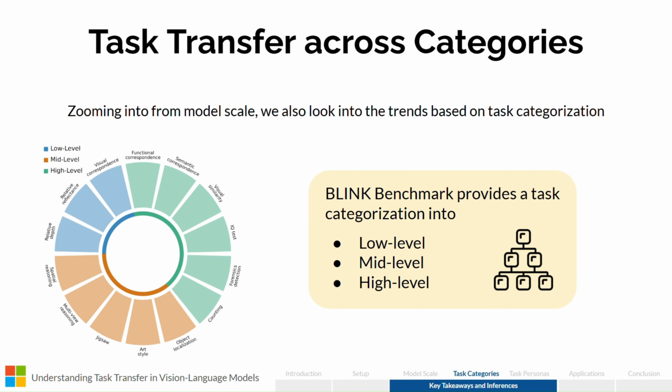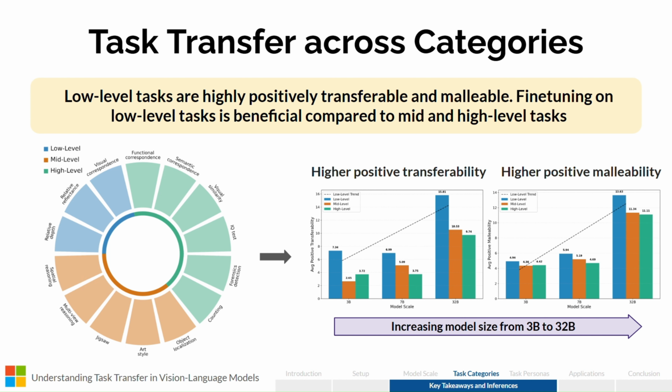We look into trends based on task categorization as well. So the benchmark provides task categorization into low, mid, and high level tasks. We find that low level tasks are highly positively transferable as well as highly positively malleable. So this means that by fine-tuning on low level tasks, most tasks get improved. However, the inverse is also true. If you fine-tune on most tasks, it leads to the improvement of low level tasks.